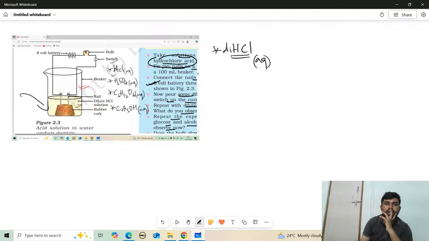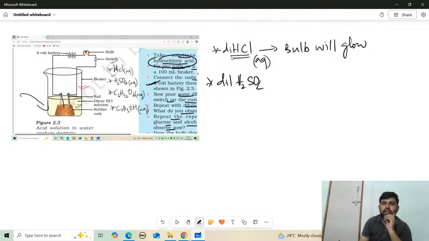Here you can see that iron nails are there, and when dilute HCl is taken, the bulb will glow. What are the reasons here? Now similarly, they are taking dilute H2SO4, which is dilute sulfuric acid. In this case also you can expect the bulb will glow.